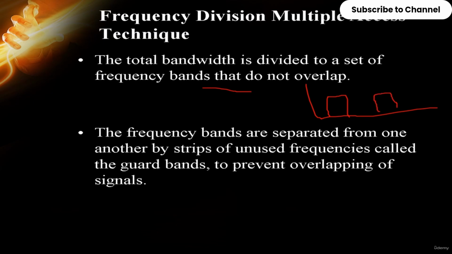In between the frequencies there is a strip called the guard band. It will be like this. This guard band is used for preventing overlapping of the signals. So it prevents the overlapping of the signals. That is the main purpose of using guard bands in frequency division multiple access techniques.